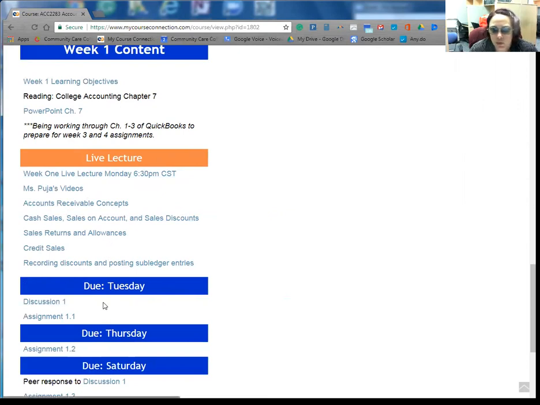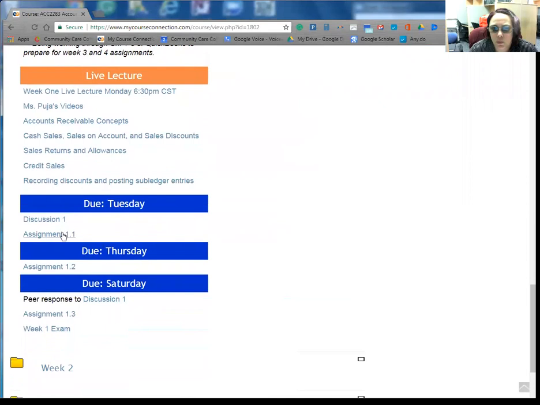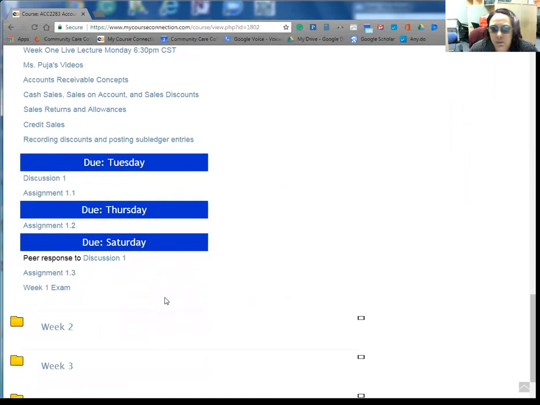Discussion 1 is due Tuesday. Assignment 1.1 is due Tuesday. Thursday, you have assignment 1.2. Saturday, you have peer responses, and they need to be substantial. They need to add to the actual discussion and not just one sentence of "I agree with you." You will be counted if that's all you put on there.